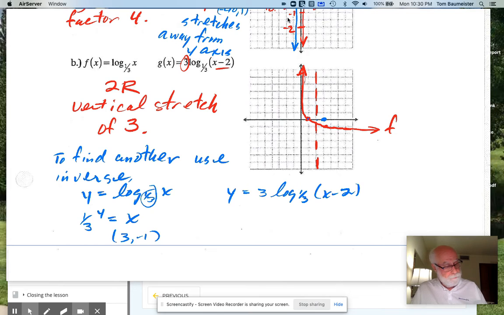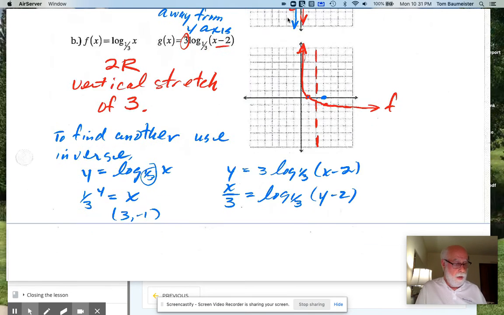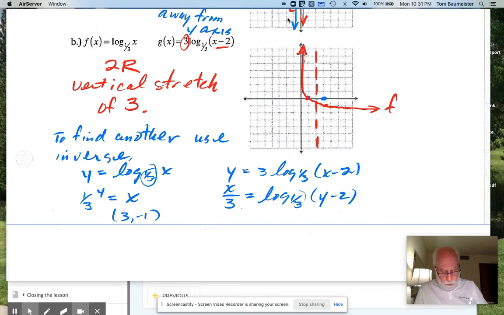And so I'm going to say x over 3 is equal to log to the base 1/3 of y minus 2. All right. So remember, I switched the x and the y to find the inverse. For the first one, it was just the definition. For this one here, we're going to kind of do the same thing. So now I'll have this base, 1/3. So let me go over here.